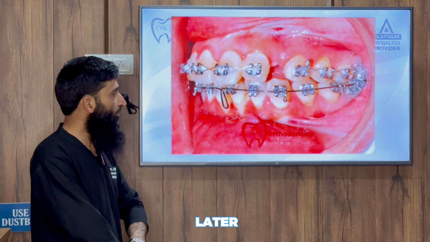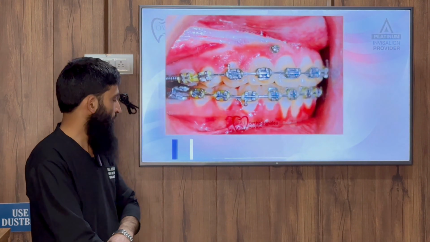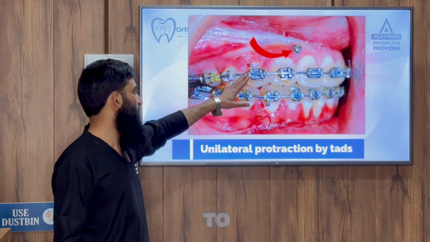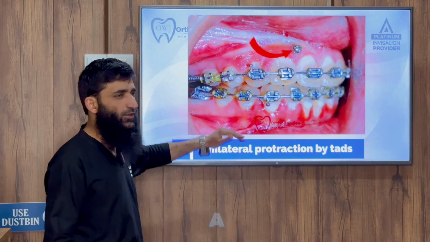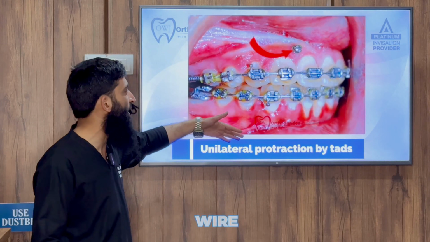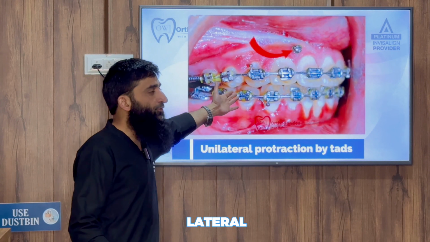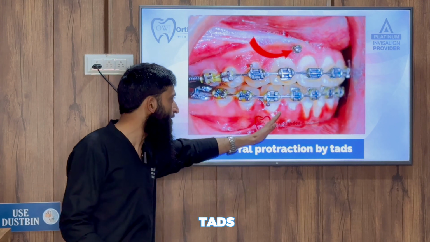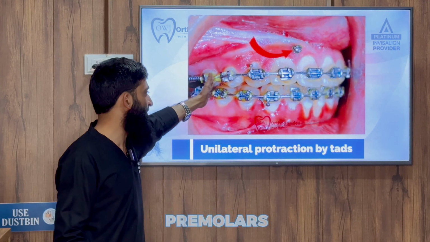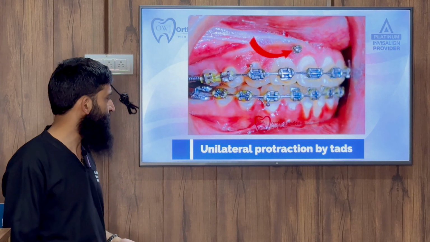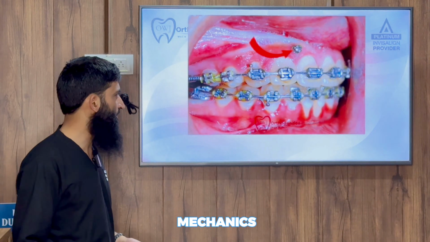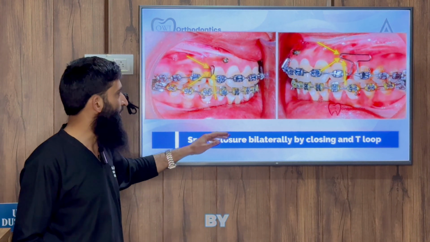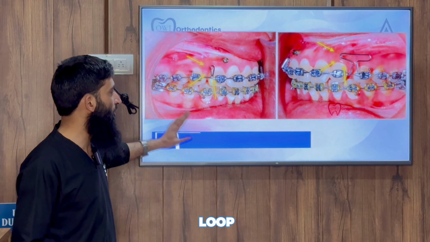Then later on, I went on for a TAD for the unilateral protraction. I tried to close this space by putting TADs, but there were a lot of side effects with this. I tried to give the torque in the wire, but there was a lateral open bite. So I stopped the protraction with the TADs and of the posterior premolars. And later on, I tried to go for the loop mechanics, as I love to do the loop mechanics. So this is the space closure bilaterally by a T-loop and a closing loop on the right side.